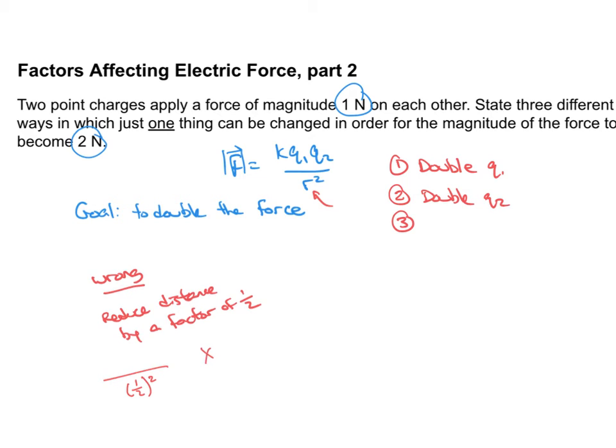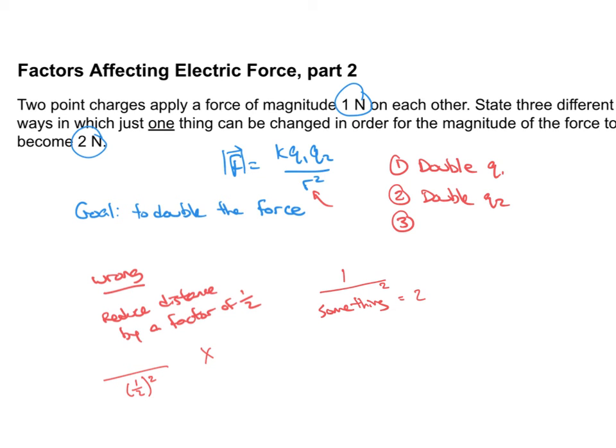So how do I do it to get my force double? Well, I have to think. Something squared has to give me, more specifically, 1 over something squared has to give me 2. 1 over because the distance is in the denominator. 1 over something squared has to give me 2.